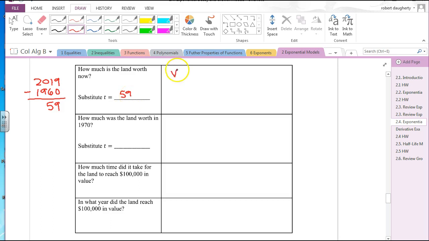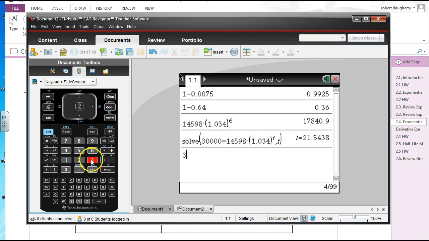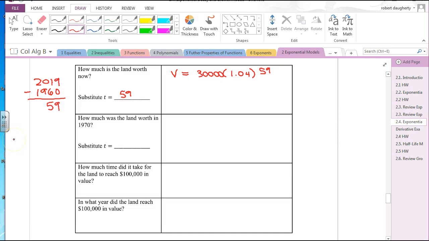So here I'm going to get that the value of the land is 30,000 times 1.04 to the 59th power. And that's not 3,000, it's 30,000. I will go to my calculator. 30,000 times 1.04 raised to the 59th is 303,451. So it's worth 303,451. That's the value of the land in 2019.